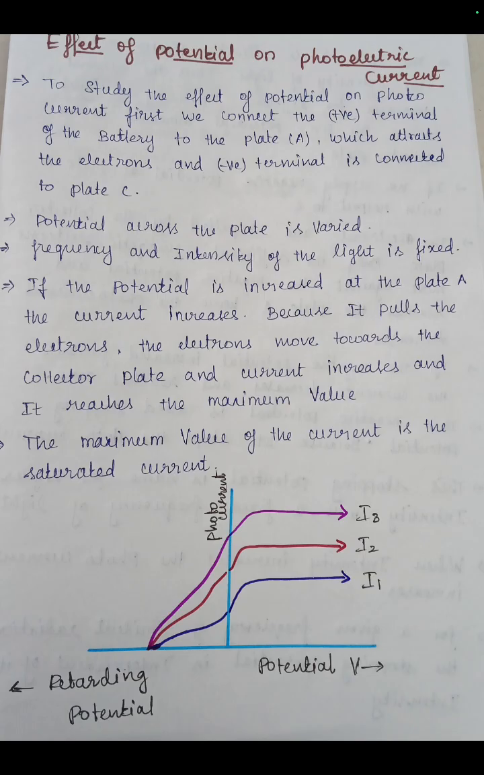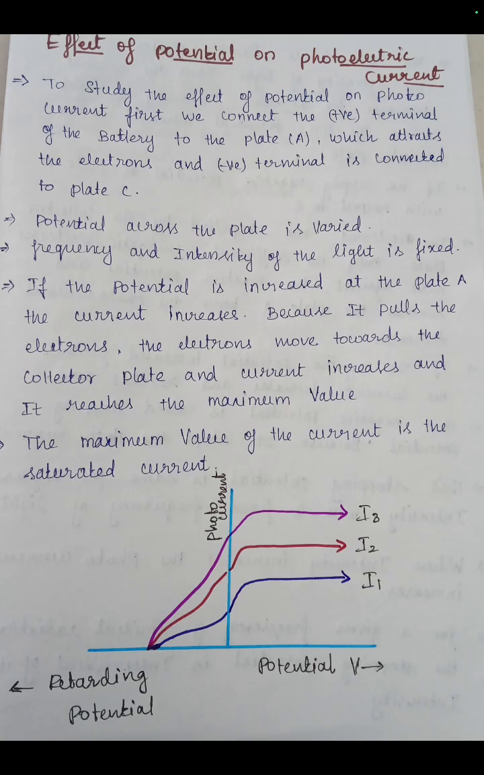The collector plate is connected to the positive terminal and the emitter plate is connected to the negative terminal of the battery. Here we are going to change only the potential across the emitter and the collector plate. We are not going to change the intensity and frequency of the incident light. Means the frequency and the intensity of incident light is fixed. If the potential is increased at the plate A, the current increases. The plate A, that is, the collector plate, is connected to the positive terminal of the battery.